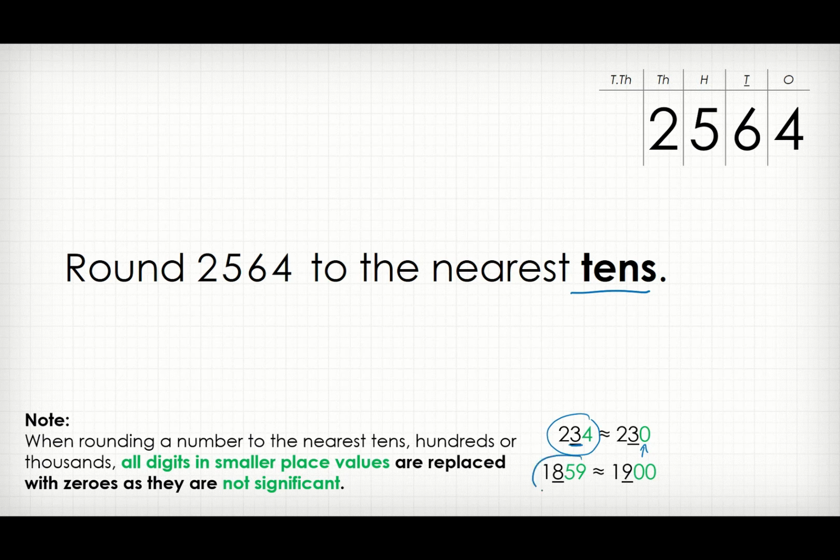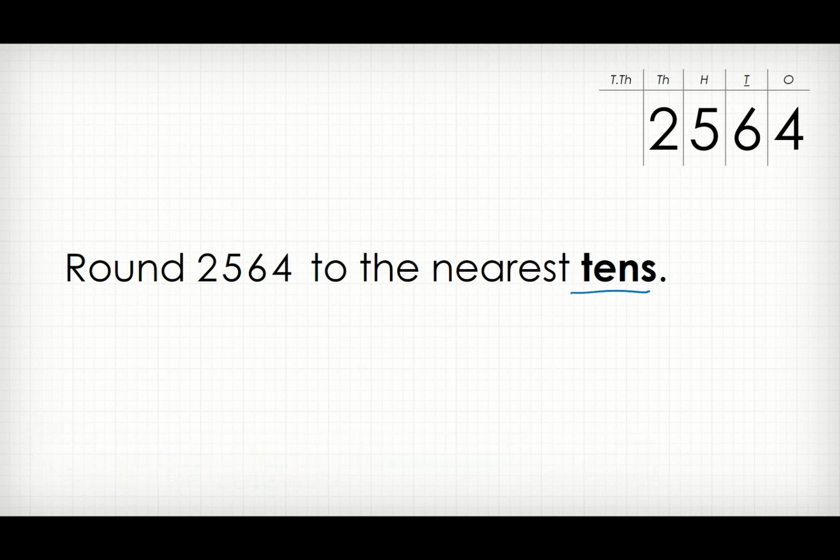Then look at this example. If I were to round off 1859 to the nearest hundred, the digits in the tens and the ones place are both replaced by zeros. Understanding this will help us to get an idea of what our final answer should look like.